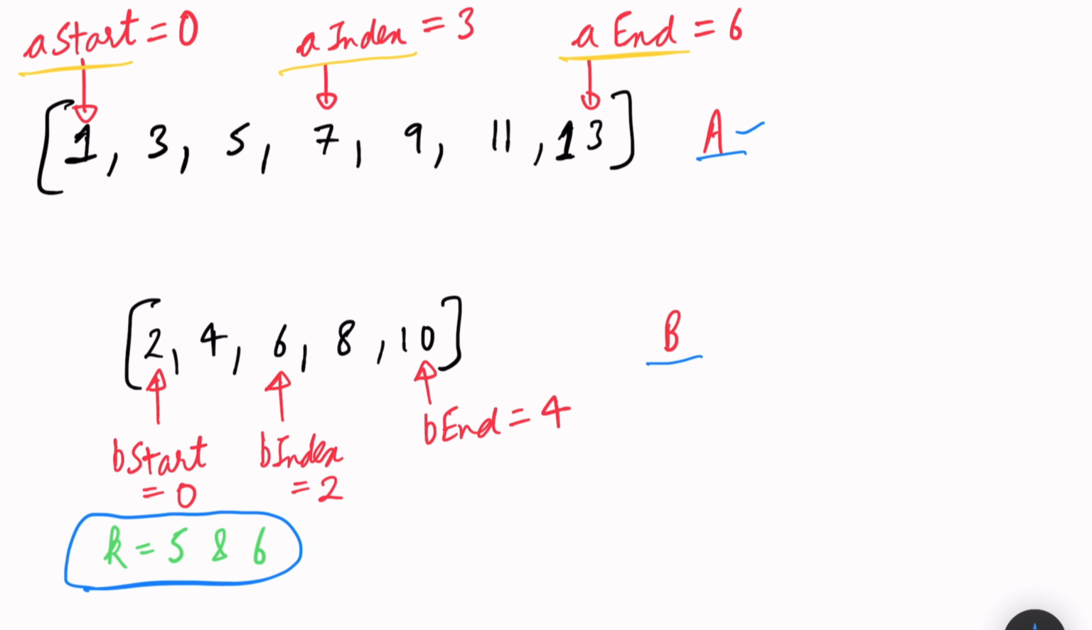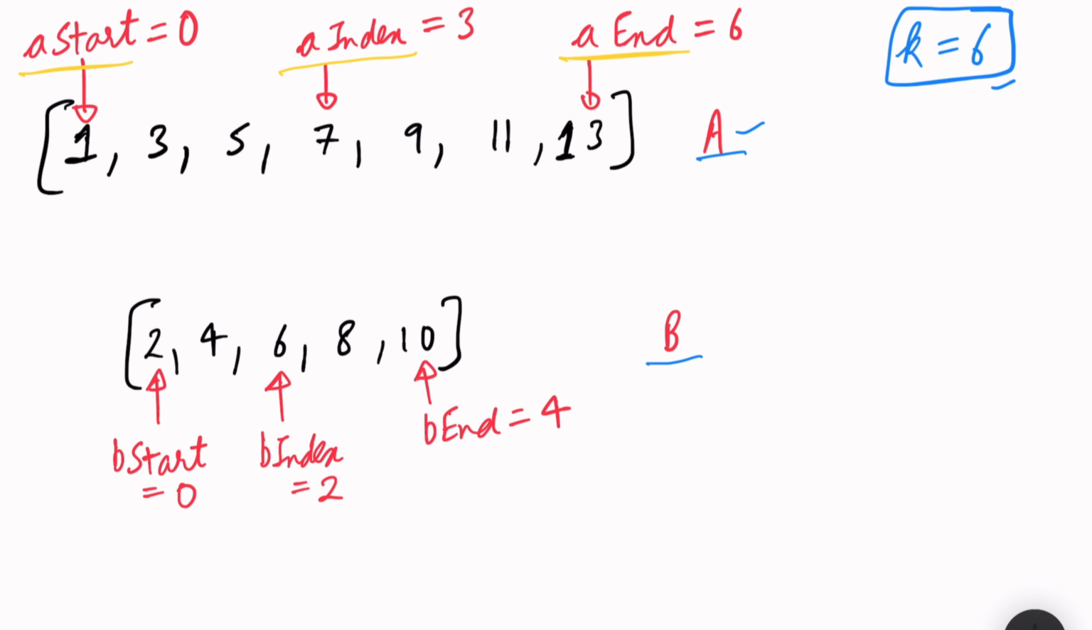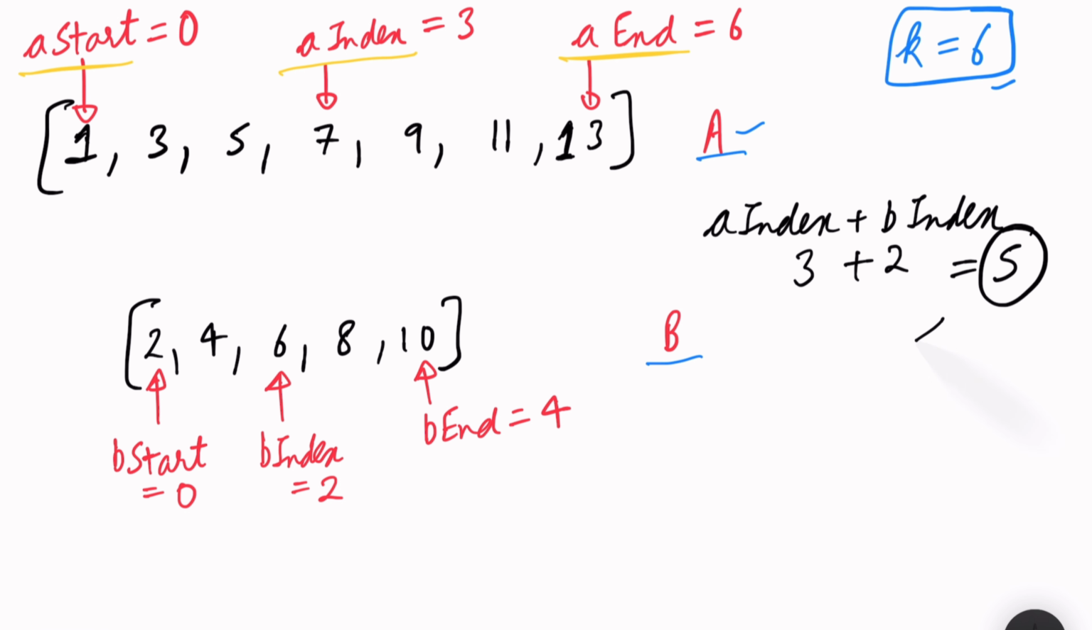Let's start by finding the element which is going to be at index 6, so let's say k is equal to 6. Now we calculate the sum of A index plus B index, and currently this is 3 and this is 2. So this value is equal to 5, which is currently less than k. What this means is we are going to find the element at index k towards the right-hand side of the merged sorted array.